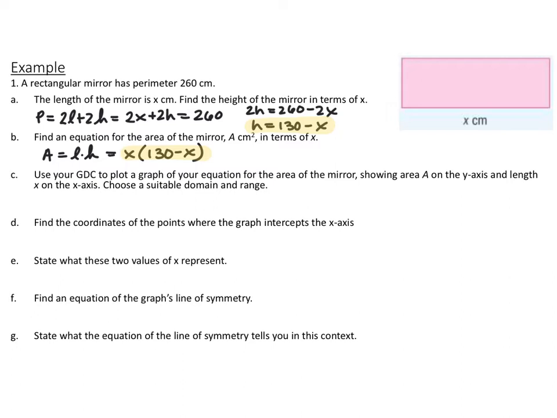Now you're going to use your graphing calculator to plot your equation for the area of the mirror with area on the y-axis and length x on the x-axis, choosing a suitable domain and range. And then using that graph, you're going to find the coordinates where the graph intersects the x-axis, state what those values of x represent, and then find an equation for the graph's line of symmetry and state what the equation of the line of symmetry tells you in this context. So go ahead and pause the video and do parts C through G.